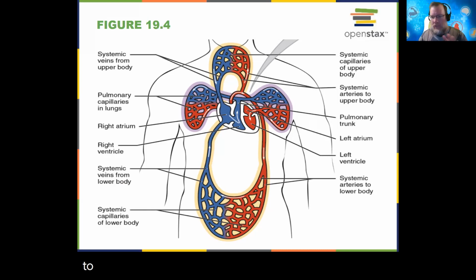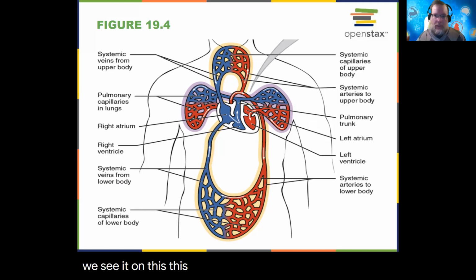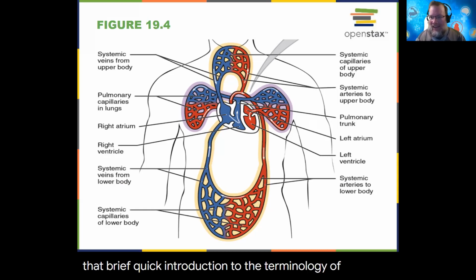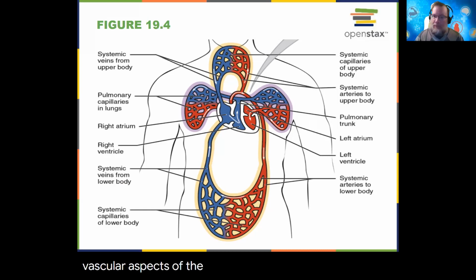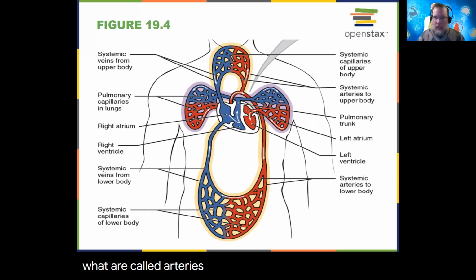I do want to mention at this point that we see it on this slide. So this is the time to give you a brief, quick introduction to the terminology of the vascular aspects of the body. Again, they're all associated directly with the heart. So we're going to see what are called arteries and what are called veins. We'll pretty much focus on those for right now.